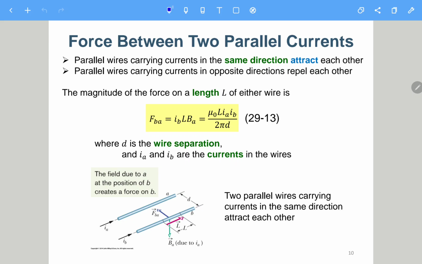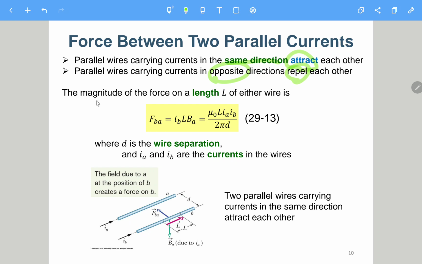So it either makes the two wires attract each other or repel each other, similar to the Coulomb force, where charges can either attract or repel each other. This time similar things will happen. It says parallel wires carrying current in the same direction attract each other. The key point is that in the same direction they attract each other, and parallel wires carrying current in opposite directions repel each other. So that's the quick conclusion. We'll see why it is like that.